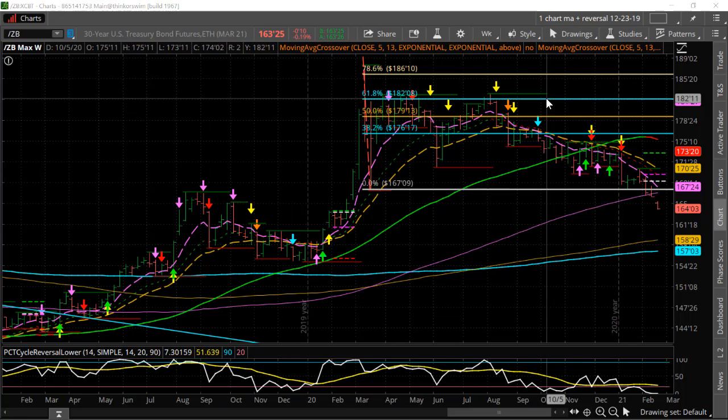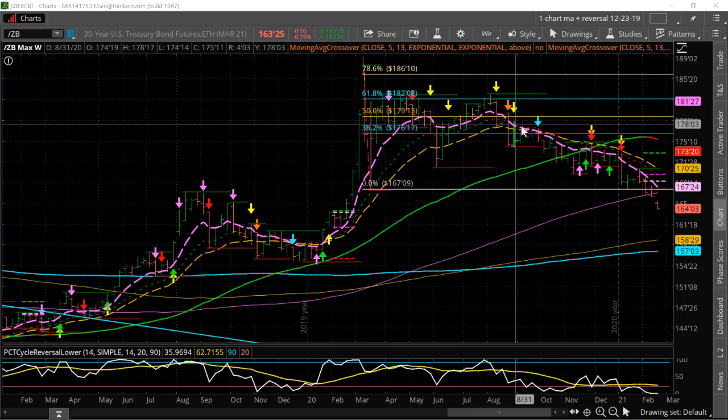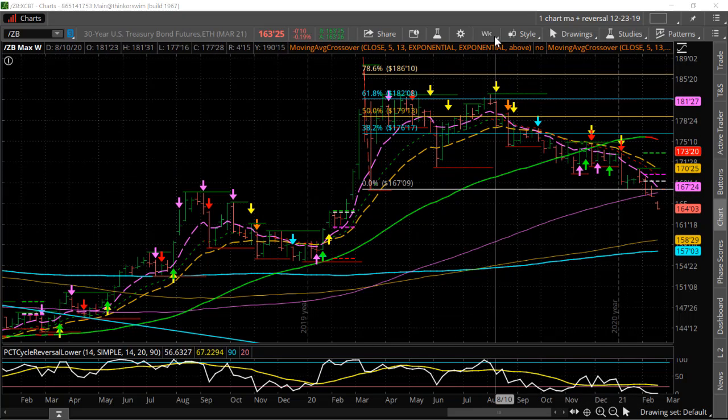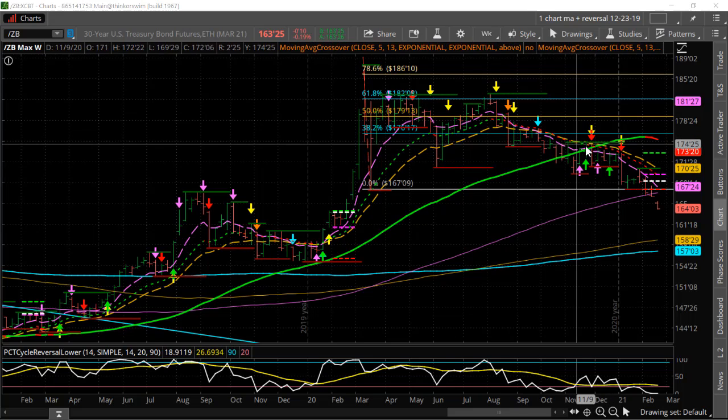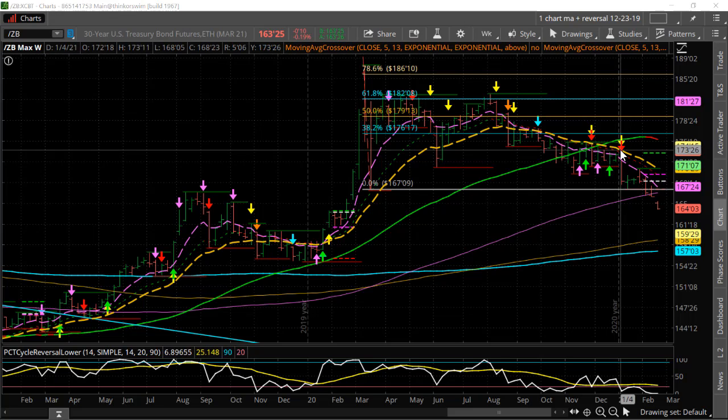Well, today the bond market broke a key support level. This is the 30-year Treasury, and you can see that it's been trending down. This is a weekly long-term chart. Every time it's moved up into the 8 or 21 period moving average, it's been a failure and a price movement back down.